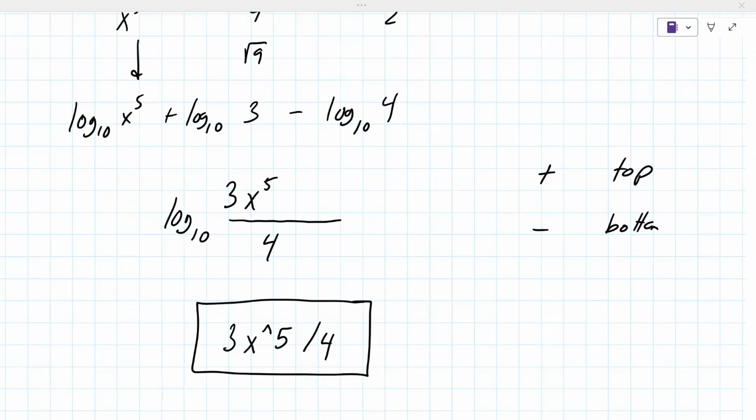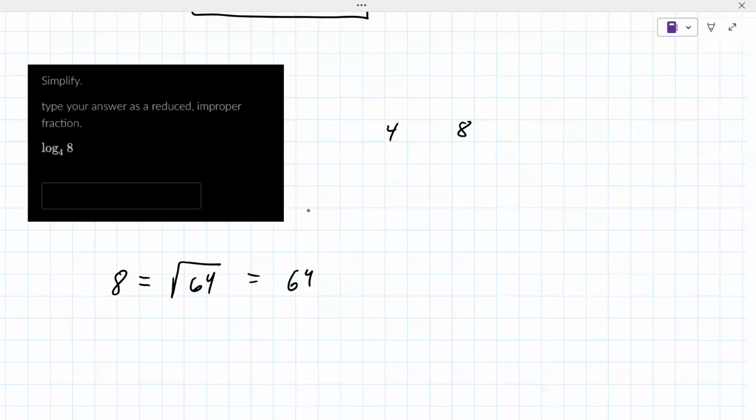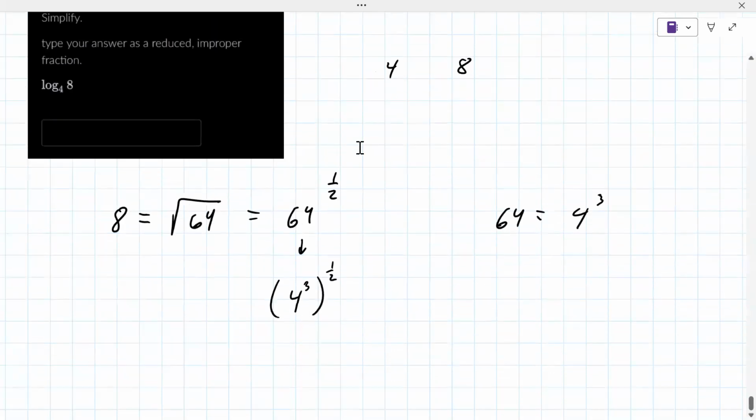I'm ready. All right, next one's really easy if you have a calculator. If you don't, you're really stuck. You really want the 4 and the 8 to somehow work together. And they look like 4 times 2, but it's got to be exponents. So the thing to remember here is that 8 is really the square root of 64, which is really 64 to the 1/2. And then 64 is really 4 to the third power. So this becomes 4 to the power of 3 to the 1/2 power, which means that you multiply them. It's really 4 to the 3/2 power.